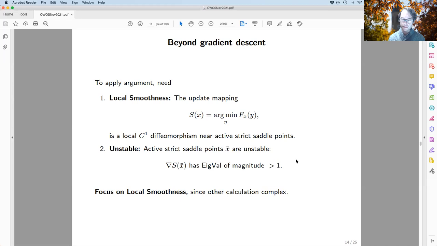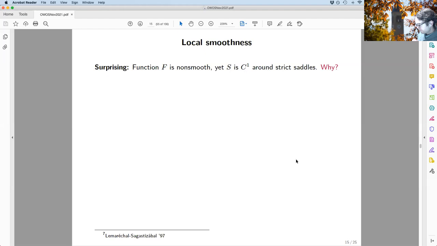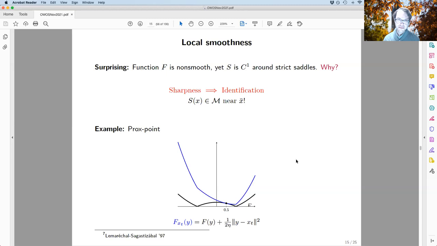Okay, so the function f that we're optimizing is non-smooth, yet this update mapping is somehow smooth. How can this be? Well, it turns out that the key reason why this update mapping is smooth is what's known as identification. So the sharpness condition, this constant speed of the gradient curve, will guarantee that all the algorithms that we want to study will reach the active manifold very quickly, in the sense that after a finite number of iterations of those algorithms, the output of those mappings will actually be inside the manifold near that point.